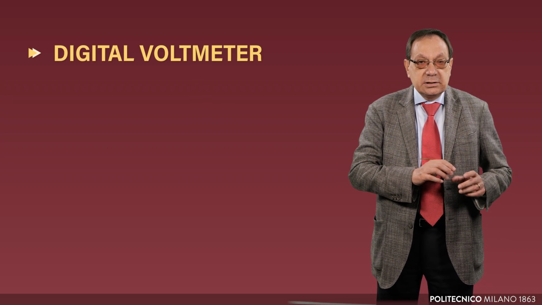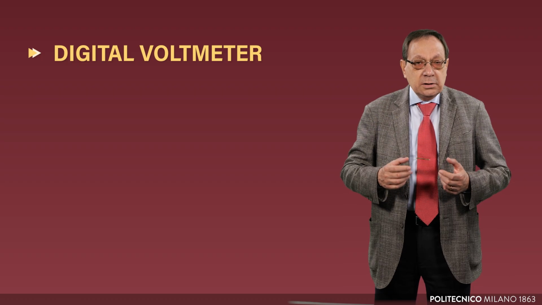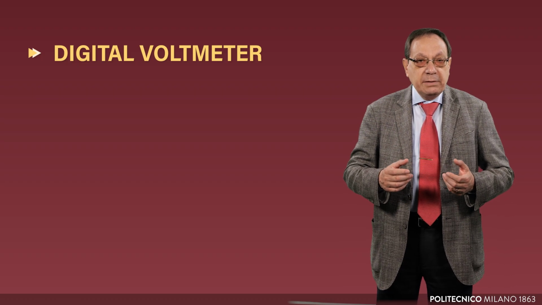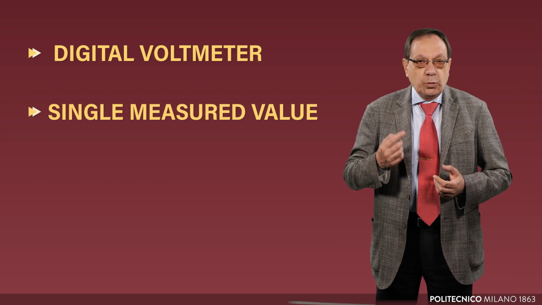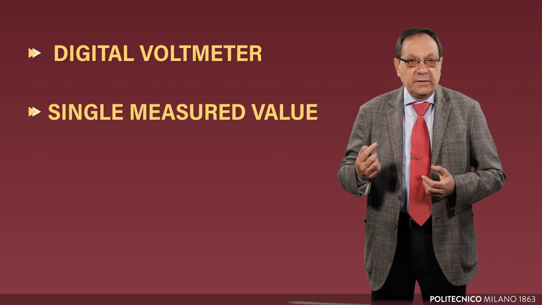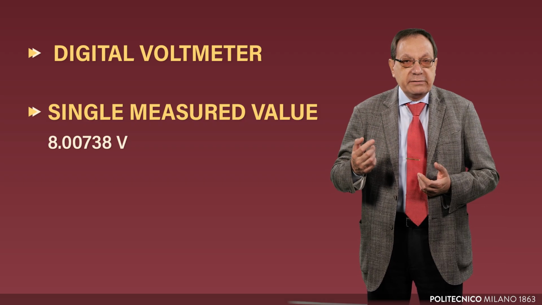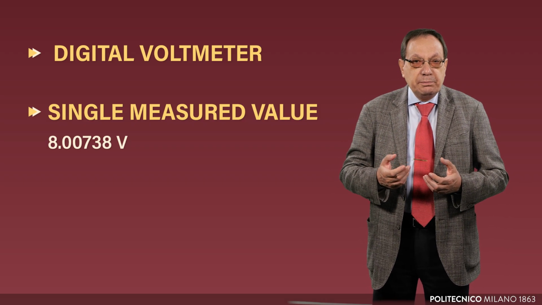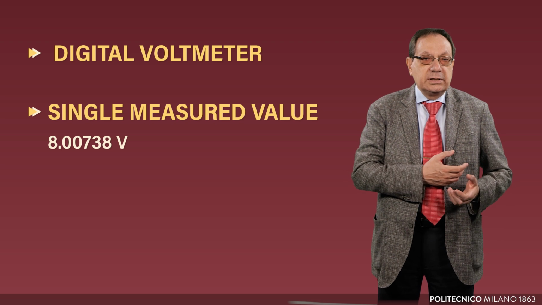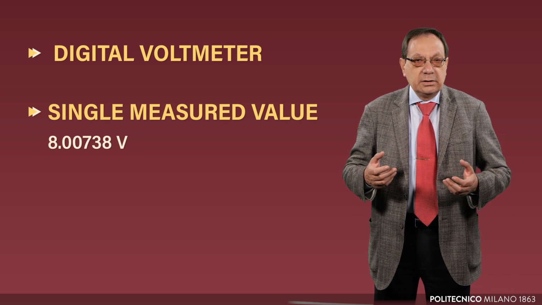Let's consider the same digital voltmeter as the one we used when we considered an example of uncertainty evaluation using a type A method. Let's suppose we have measured just one value of DC voltage, for example the value of 8.00738 volts, which is one of the values we measured in the aforementioned example. To measure this voltage, we used the 20-volt range.